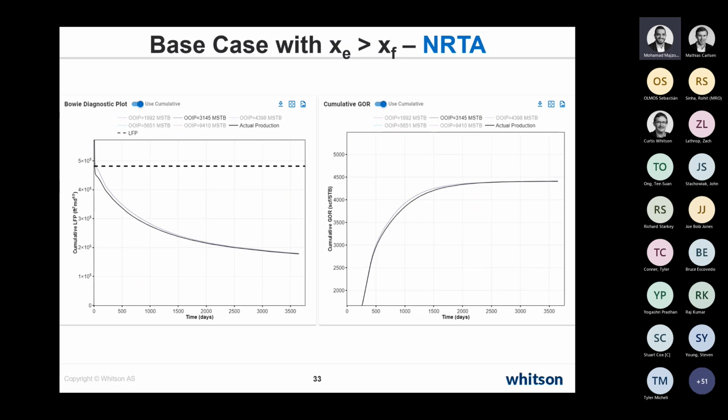If I run it through the numerical RTA, there's no option in the numerical RTA to say include volume beyond the frac tip. So it's always assuming that your fracture is fully penetrating. And in this case, I get an LFP of 470 and an OIP of 3145, which is actually equal. The OIP is equal to the stimulated OIP. The LFP is also the same as the LFP of the model.